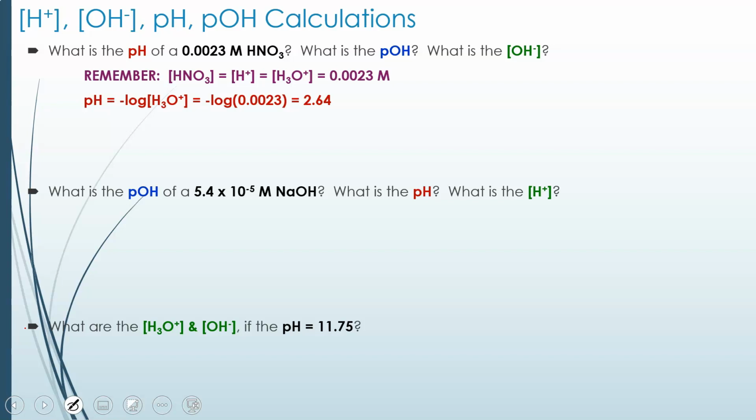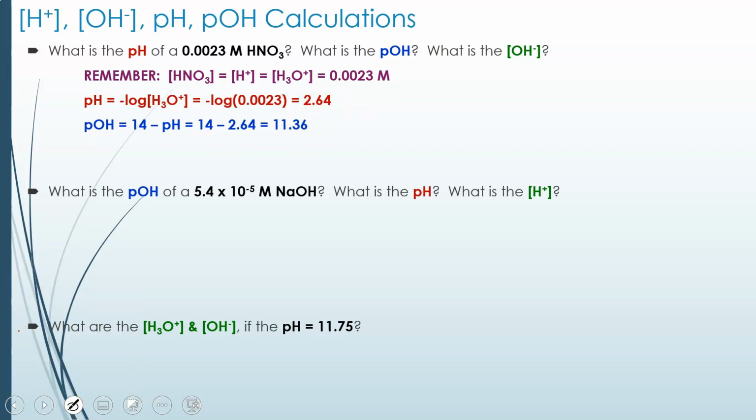That's less than 7. That tells us it's acidic, which is what we'd expect because we just threw acid in the water. The pOH is just 14 minus that value, so that's an easy calculation, and we get 11.36. A high pOH means a low amount of basicity, high acidity. It's always opposite of what you think. And so this corresponds. This is what you'd expect for an acid solution. Low pH, high pOH.